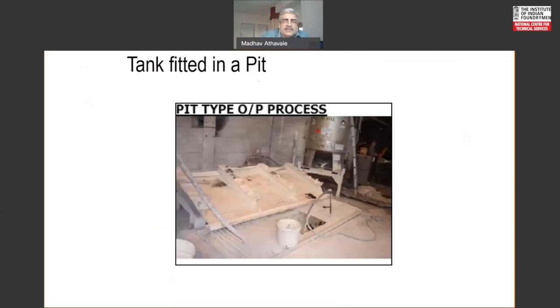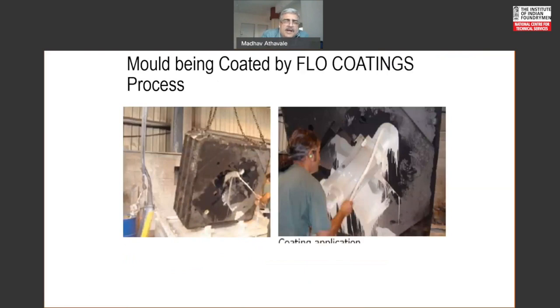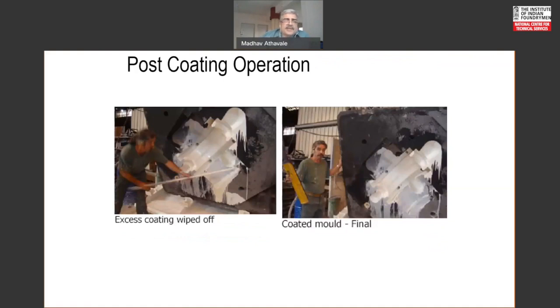Now, here is a typical flow coating station with a pit here, because the excess coating flowing down will get collected, and it will get recycled after filtration and adjustment of the consistency, etc. And this is the stand on which the mold will be kept. Like you can see, the operator is lowering the mold onto the stand. After lowering it onto the stand, you can see the chains for the overhead crane, and then he is applying the coating onto the mold. Then the excess coating is shoveled or raked away, getting wiped off, and then the final coated mold is ready.